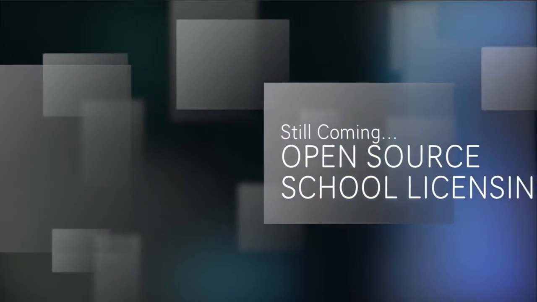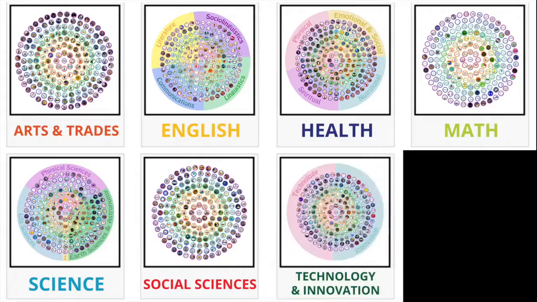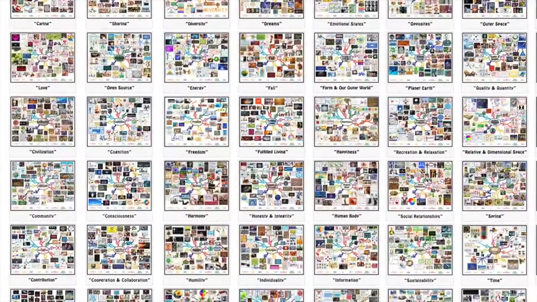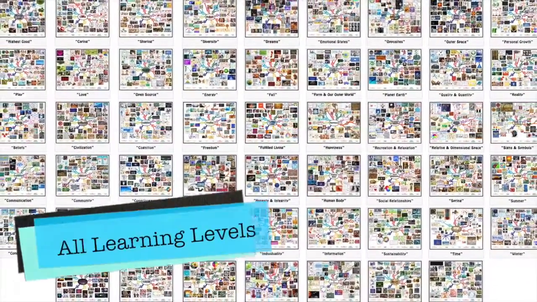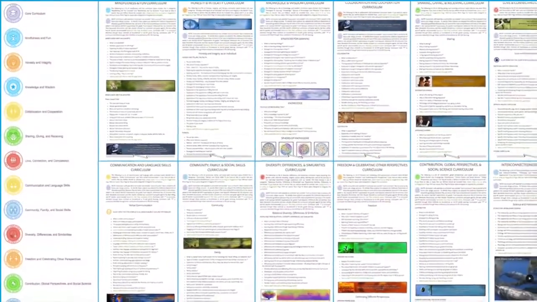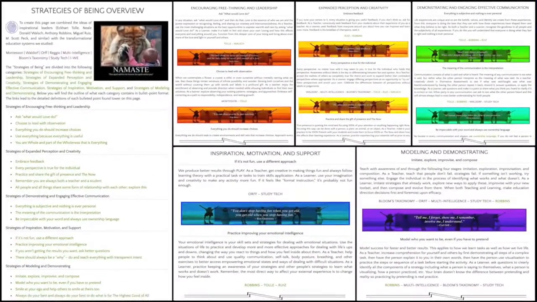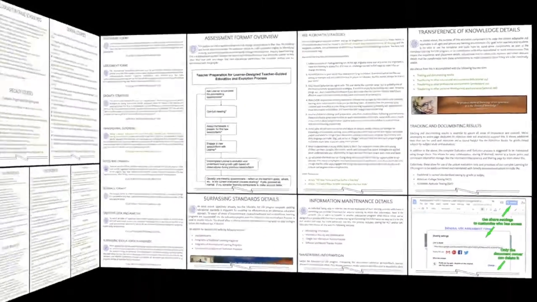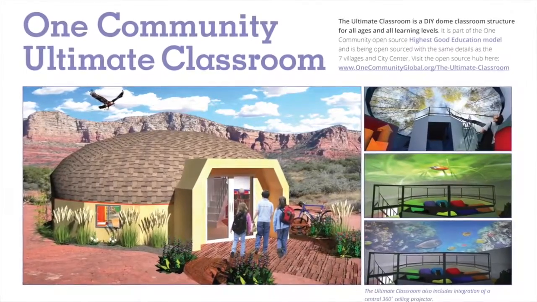Completed sections include comprehensive subject outlines covering arts and trades, English, health, math, science, social sciences, technology and innovation, and values. Also, 52 weekly themed lesson plans covering all the subjects we just mentioned, all learning levels and ages, and usable in any learning environment. 12 detailed and progressive curriculum outlines are also complete. Summaries and integration of all the best-known alternative education programs, including Montessori, Waldorf, ORF, Reggio, and more. And leadership skills, collaborative assessment formats and forums, a global online free education resource hub, classroom design, and more.